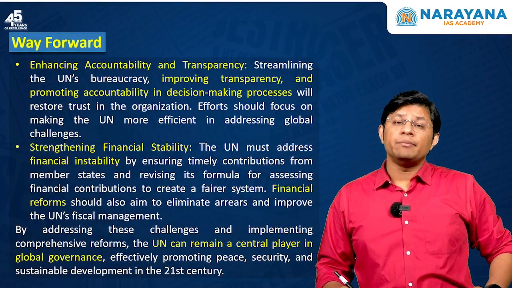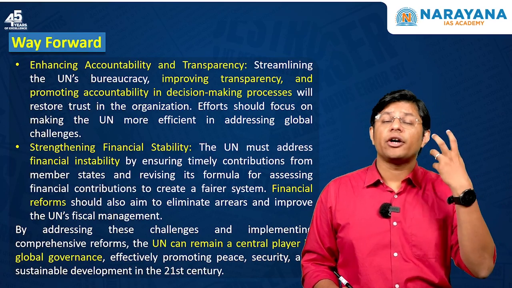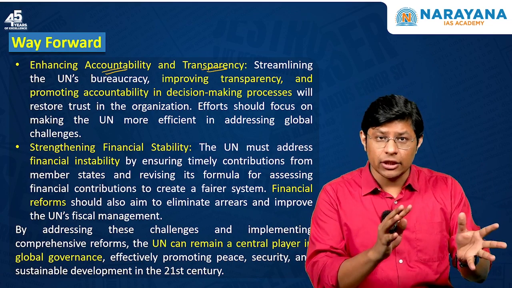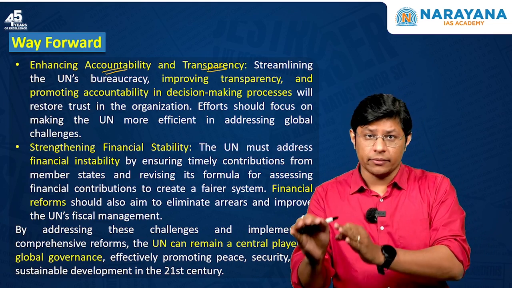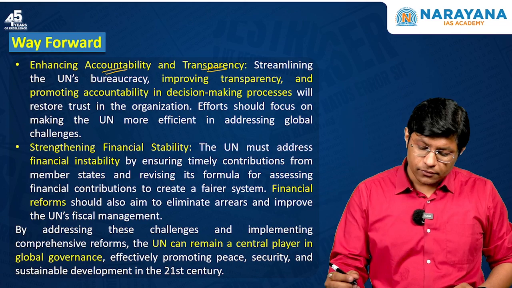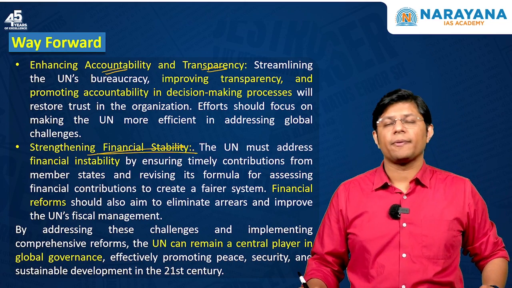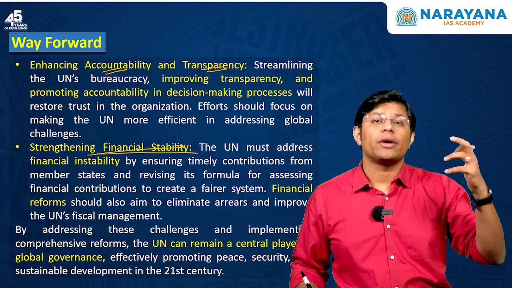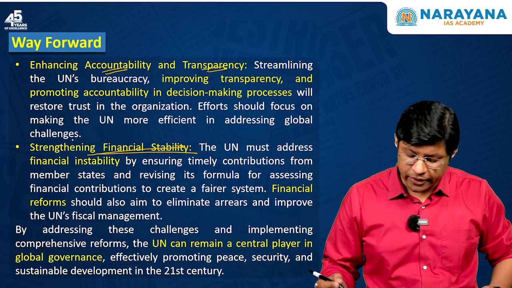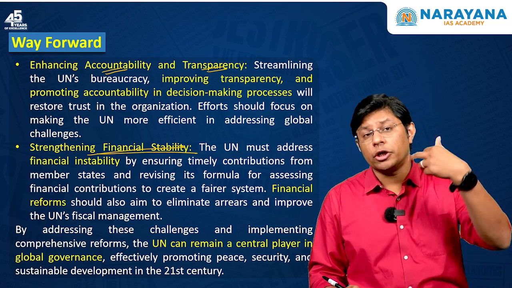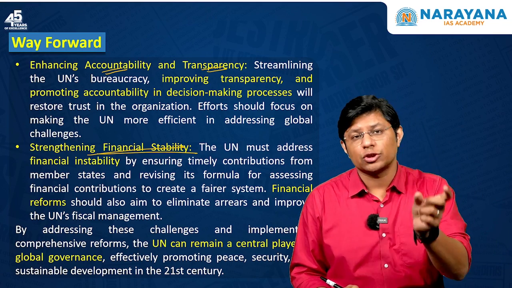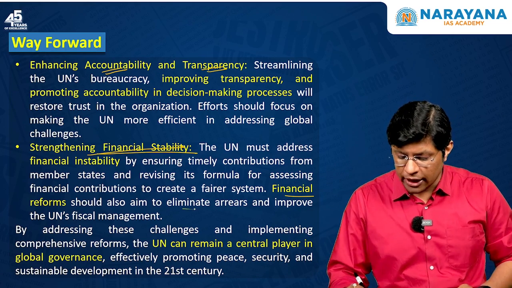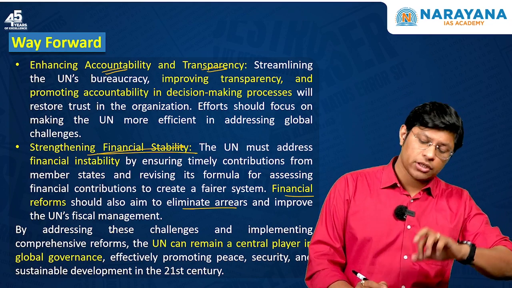And then it is very important to ensure that the working of the United Nations is transparent and they are held accountable, for which the bureaucracy or the officials have to be more accountable, right? And then strengthening financial stability. As of now, the United Nations is lacking the resources. So the countries have to come together to address the financial problems of the United Nations, which means the contribution system has to be changed and made more fair, which means financial reforms should aim to eliminate the errors and improve the fiscal management of the United Nations.